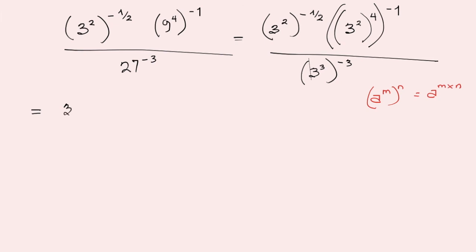2 times minus half, 2 multiplied by minus 1 over 2 equals, this 2 cancels out this 2 to give 1. 1 multiplied by minus 1 is equal to minus 1. So this becomes 3 raised to the power minus 1. 2 times 4 is 8. 8 times minus 1 is minus 8. So this becomes 3 raised to the power minus 8. And 3 times minus 3 is minus 9. And so that's equal to 3 raised to the power minus 9.